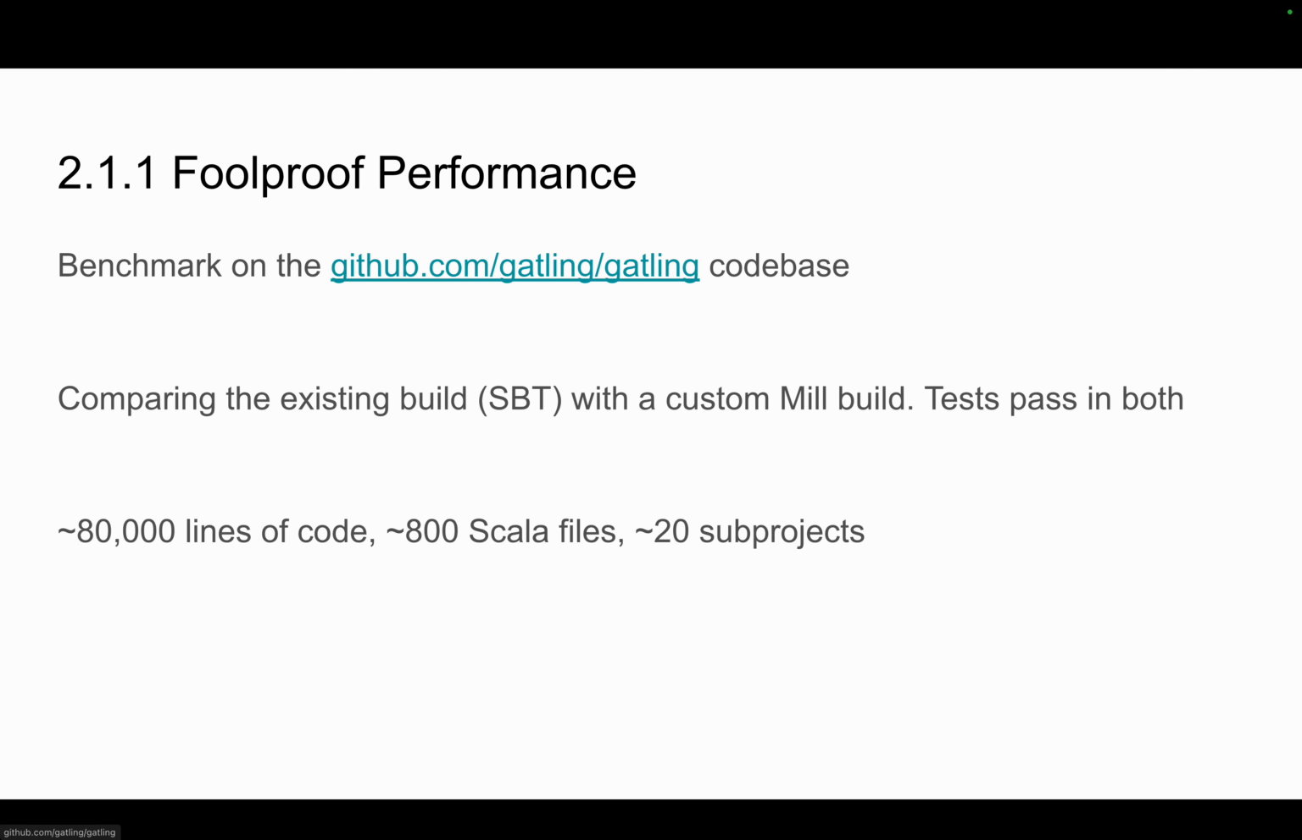So Gatling is not a small project. We're looking at 80K lines of Scala code, 800 files over 20 sub-projects. So it's quite a meaty project, like most of the projects we use for our benchmarks and comparison.